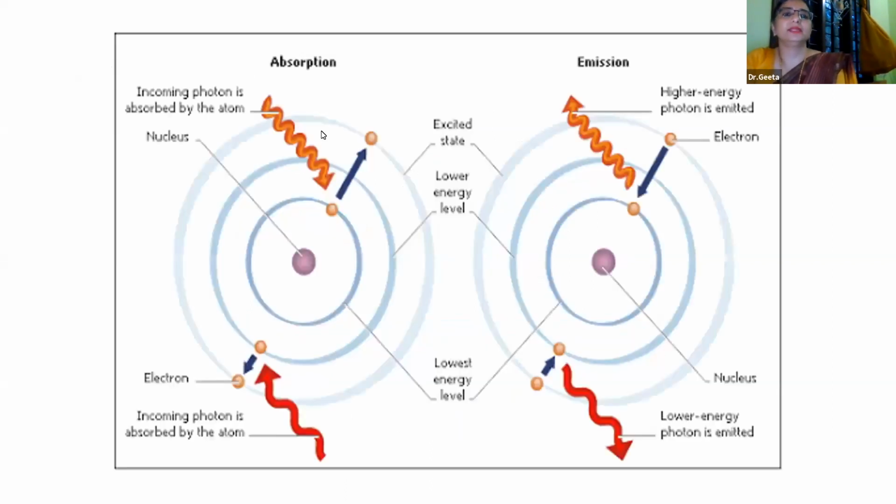So this is another diagram to show the same process, the excitation and the emission. There's this electron which is getting excited and then going out into the outer orbit and then coming back and releasing the lower energy photon.